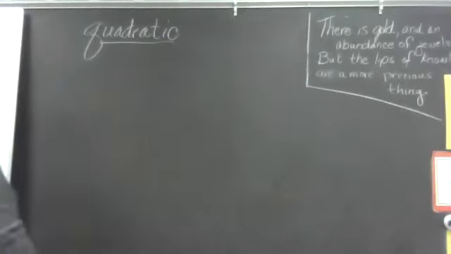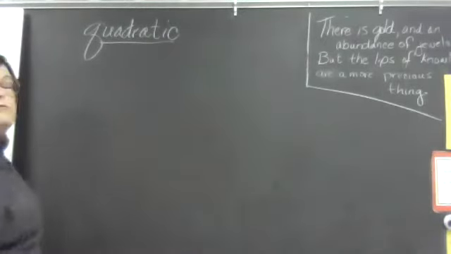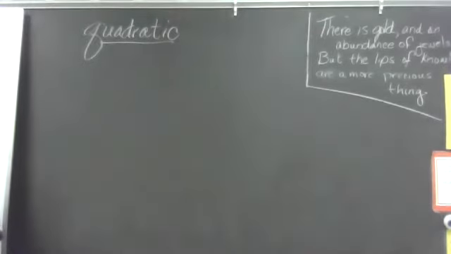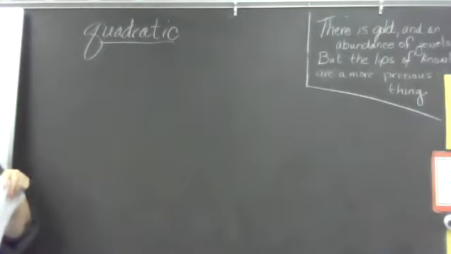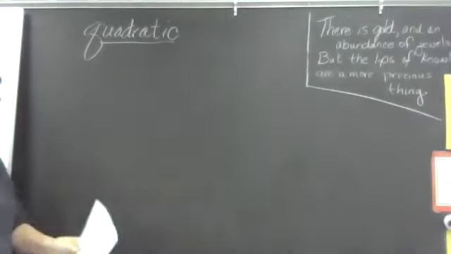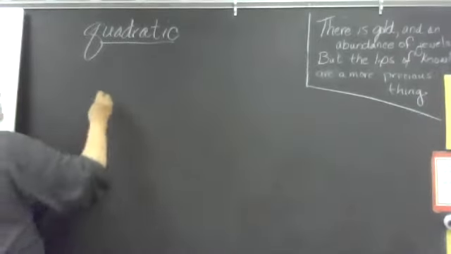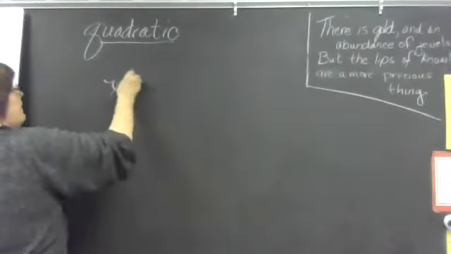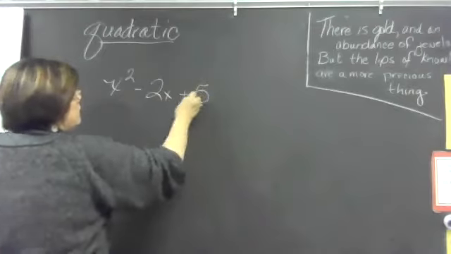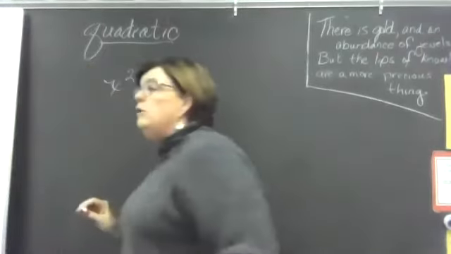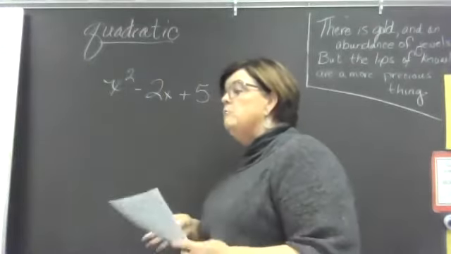Quadratic looks like a scary name, but quadratic simply is a name for a polynomial that has a squared as the largest exponent. Okay, a squared is the largest exponent. So you're going to see stuff like x squared minus 2x plus 5. This is a polynomial, and we're going to talk about polynomials more.